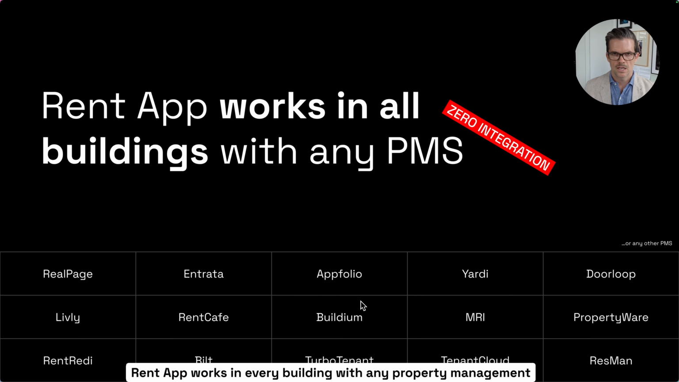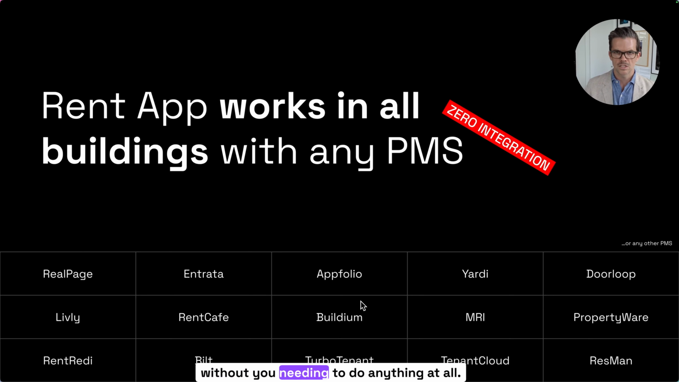Rent App works in every building with any property management software. So it's regardless of whether you use Entrada, AppFolio, Yardi, Buildium, Tenant Cloud, RealPage, Lively, Build, Doorloop, any of the property management softwares are actually supported by Rent App. And the reason for that is that we actually issue a virtual account and routing number to the resident in the sign-up process. And I'll show you in a second what that actually looks like. But basically, as long as your portal supports ACH payments, your residents can already use our solution in your buildings without you needing to do anything at all.